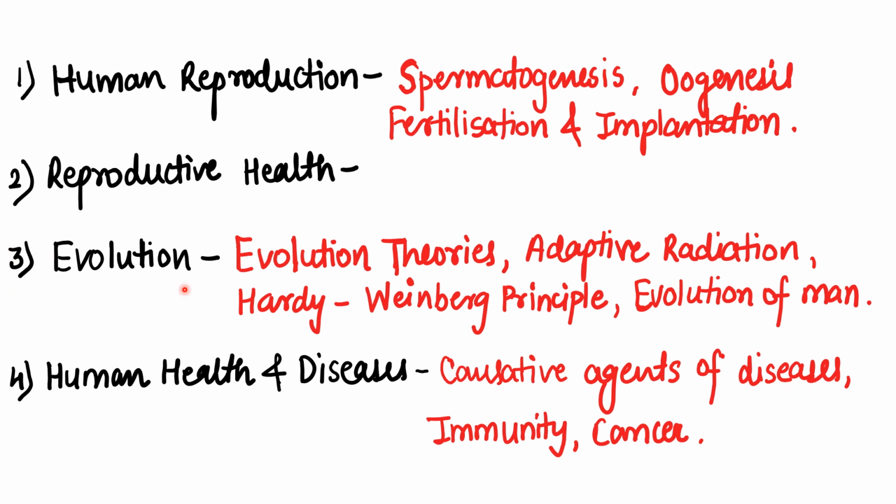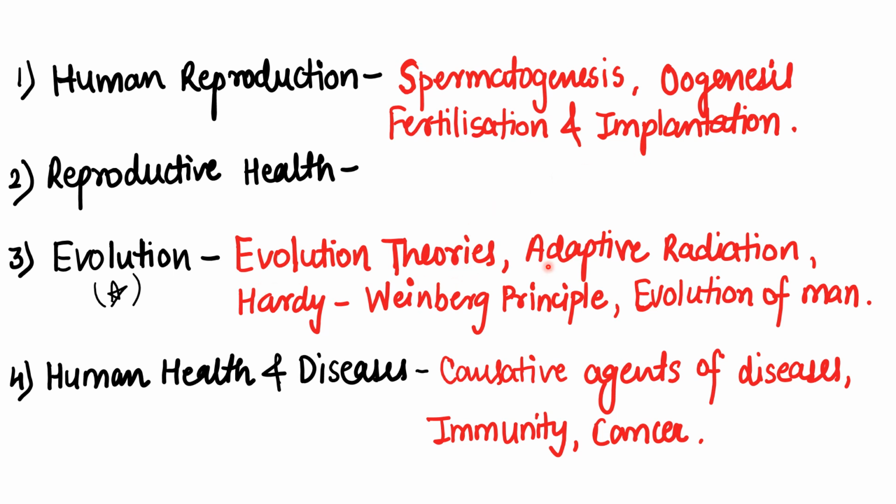The third chapter is evolution. This is an important chapter from the genetics unit. Here from evolution, you have to study about evolution theories. There are some theories given on how the organisms evolved, how they formed. This is also given as origin of life in the NCERT.